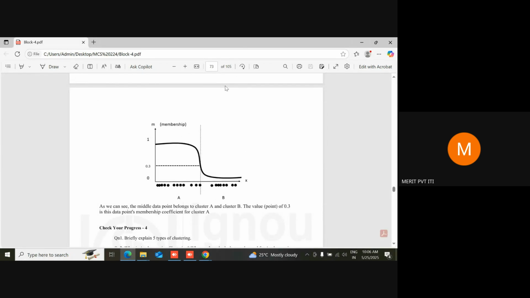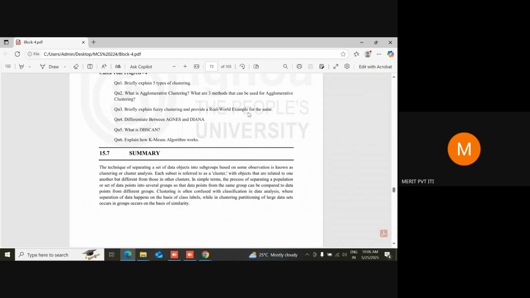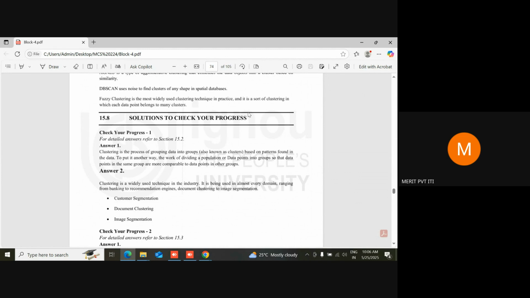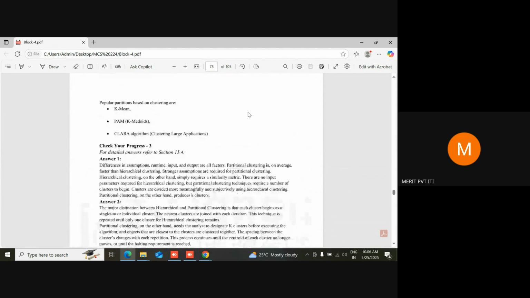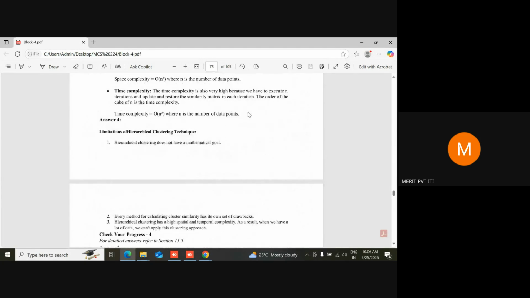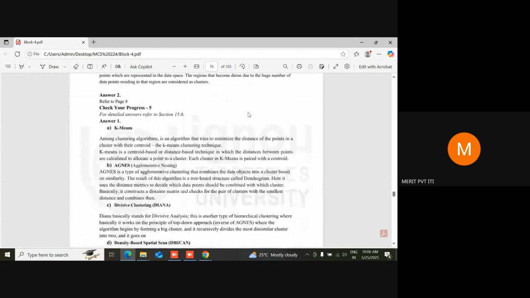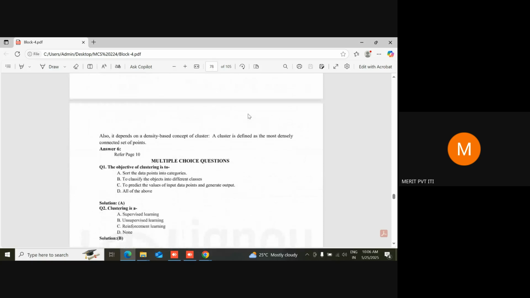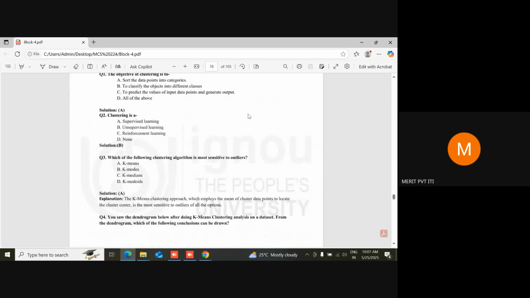This is basically the middle point, the data point. This is the value point, 0.3 data point membership, and all that. So this is fuzzy clustering. So that covers up clustering. Agnes and Diana are the basic things, and then fuzzy clustering is the other thing, which has been introduced as a small subset of it.